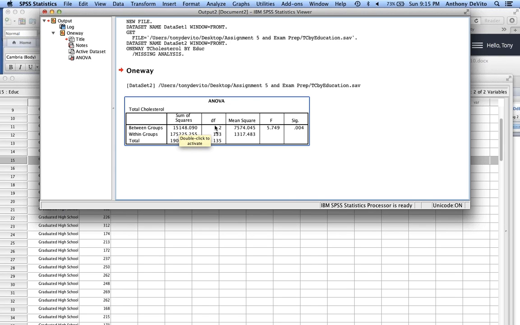And the degrees of freedom are the number of groups minus 1. So that's 3 minus 1 is 2. Now this is within the groups. There again, there are three groups, so there are 136 people, right? I think it's 136 people, so it's 136 minus the number of groups.